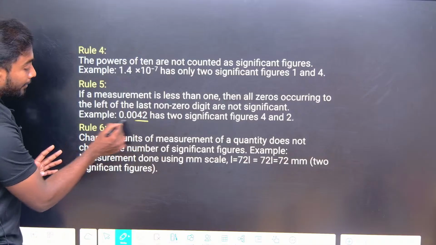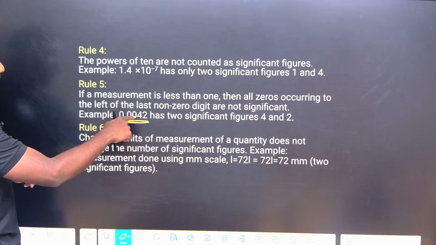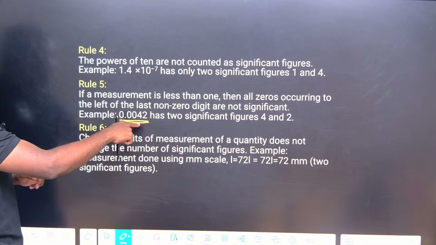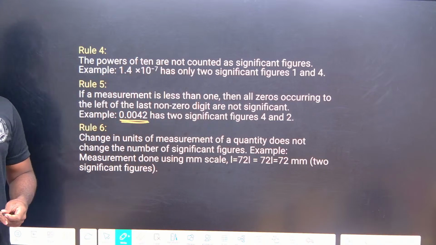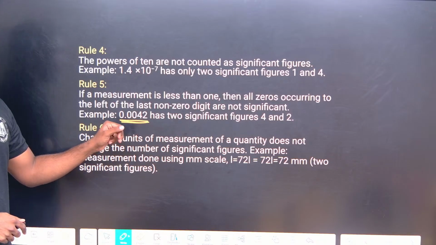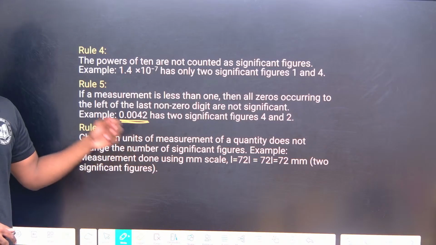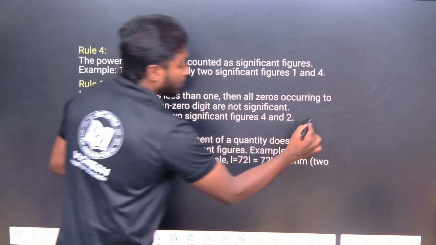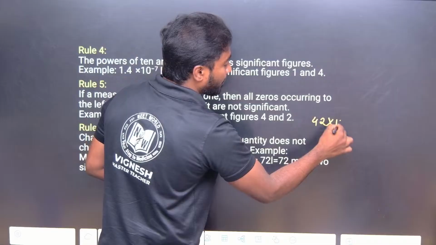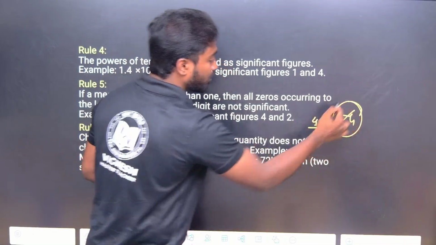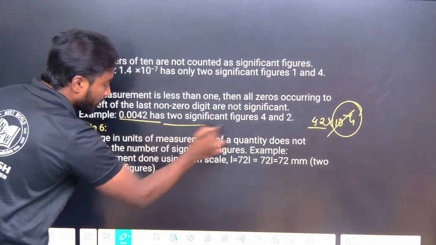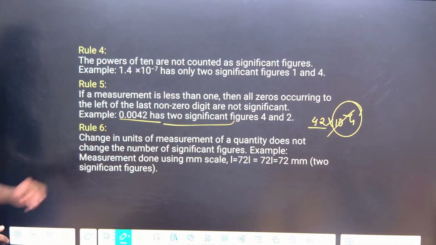This one I can write like this: 0.0042. How can I write it in terms of power? 42 into 10 to the power minus 4. So how many significant? 2 significant. The power is not significant. So how many significant? 2 significant. Right? Rule number 6.